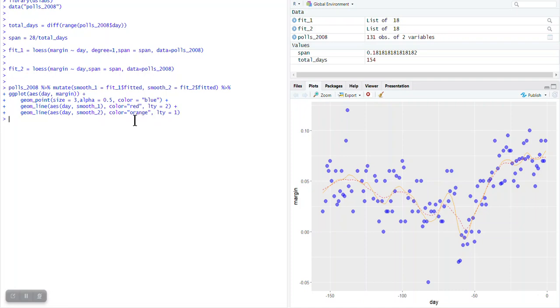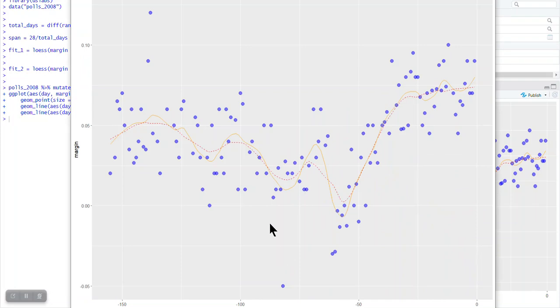So then you see I have my orange, and the orange is for the smooth 2. And the smooth 2 is for that degree 2, right? That's what we've written here. And the red, I have this as a dashed line, the type of line 2, lty equals 2. And that is for smoothing 1. And smoothing 1 is the fitted one, right? So that's this one of degree 1. And then I make this nice graph.